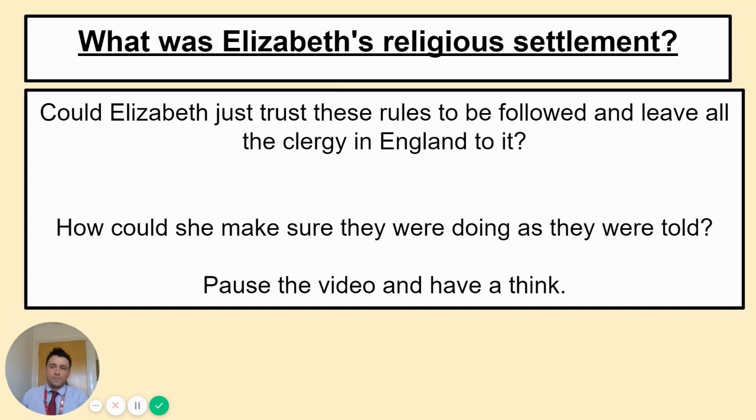But here's a question. Could Elizabeth just trust these rules to be followed and leave all of the clergy in England to it? How could she make sure people were doing as they were told? Pause the video and have a think about this.